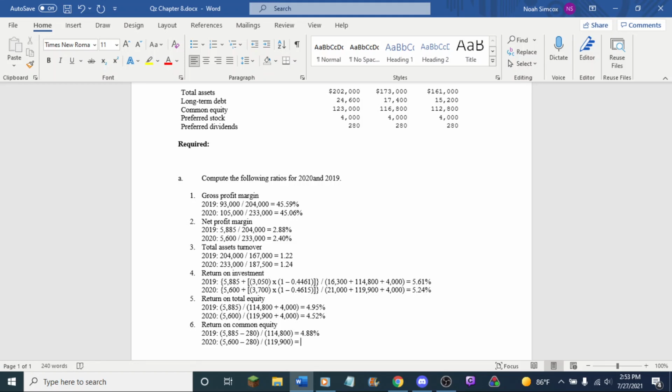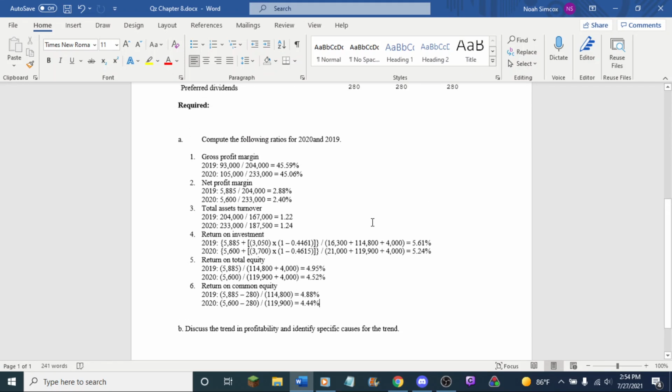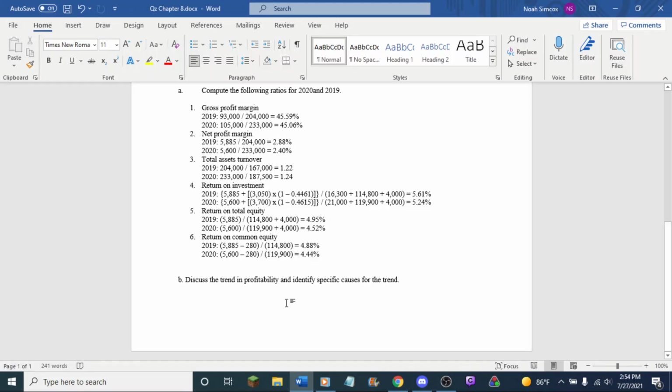Please just be right. Okay. We got all of our answers for A. And I'm not even going to underline it. What the heck is going on here? We never had to do return on assets.